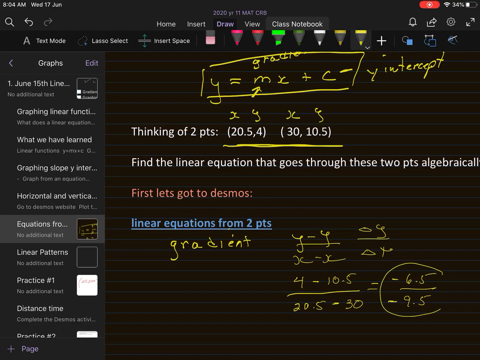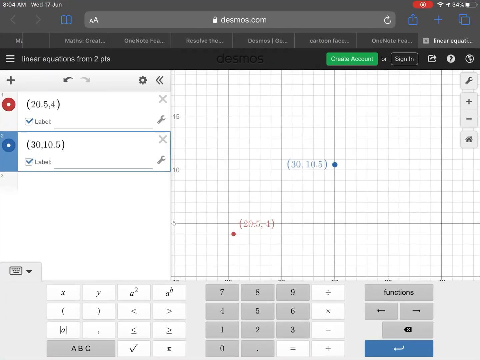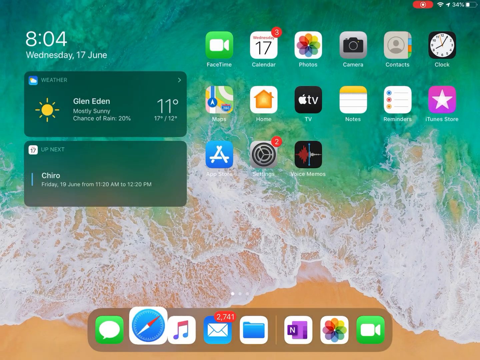Now that's a very ugly gradient. But don't be scared by that. First of all, when you have a negative in the top and the bottom, that just turns this positive, because when you divide 2 negative numbers, you get a positive. So this is a positive gradient, right? And we can check this if we go into Desmos. We can just have a look at those 2 points, and we know that if I put a line through them, it's going to be a positive gradient, right?